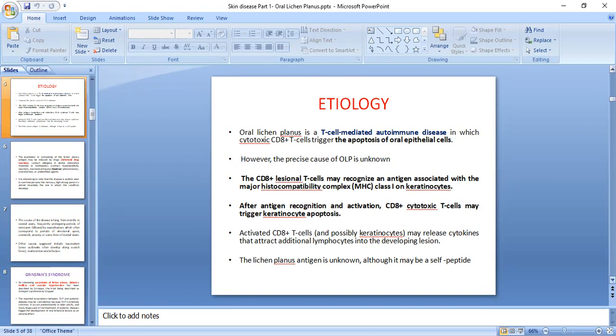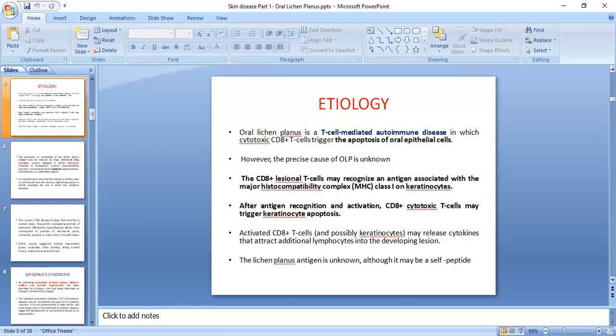Next, coming to the etiology. It is a T-cell mediated autoimmune disease in which the CD8 plus T cells trigger the apoptosis of oral epithelial cells. Apoptosis is the process of death of the cells. The precise cause of OLP is still not known. The CD8 plus lesional T cells may recognize an antigen associated with the major histocompatibility complex, we can say MHC class 1, on keratinocytes. After antigen recognition and activation, CD8 plus cytotoxic T cells may trigger keratinocyte apoptosis.